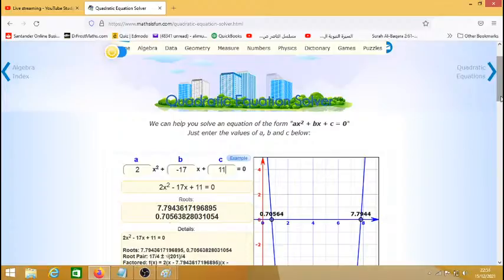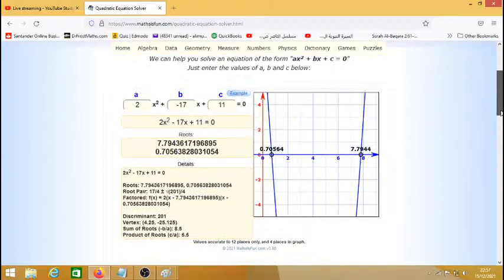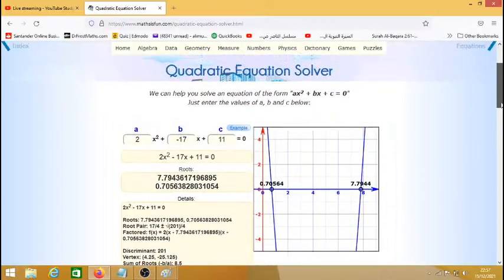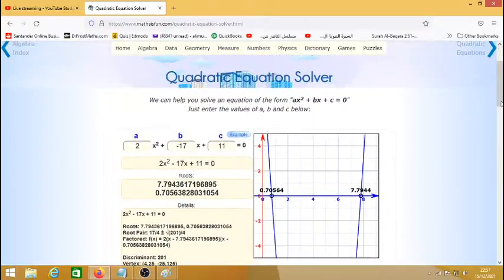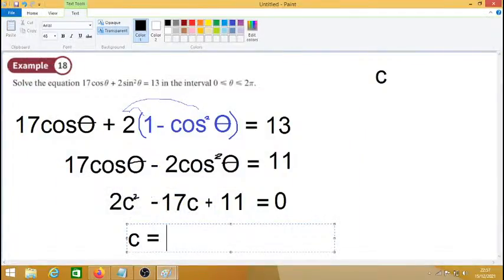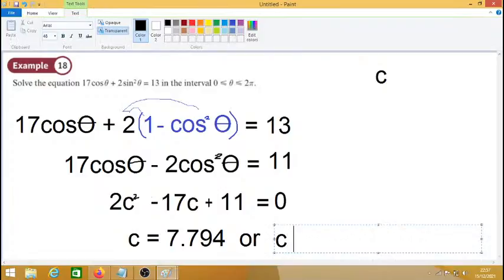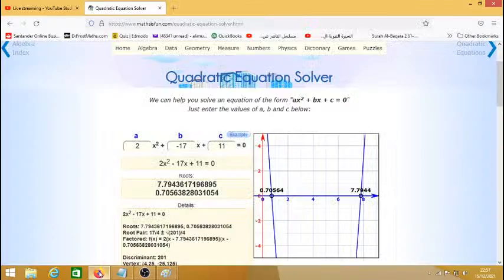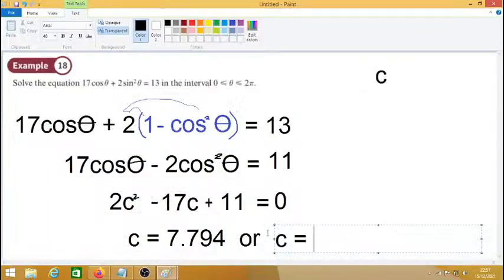Let's see if that gives it in another form. Okay, no, we'll just deal with that. So we can say that C is equal to 7.794, or C is equal to, the other solution was 0.7056.